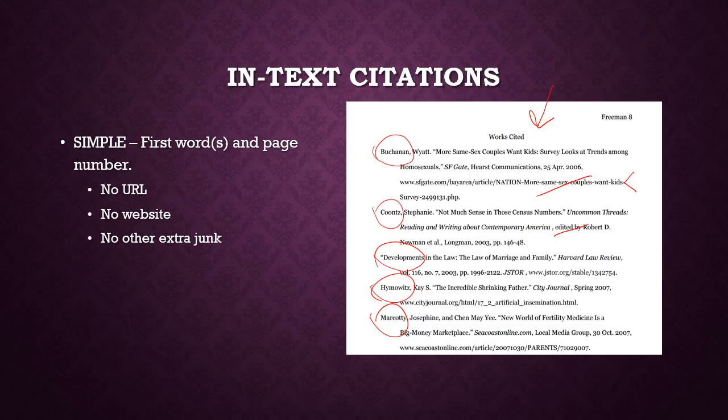Think about how simple this is. Once you've created your works cited page, the idea of the in-text citation is to lead your readers to this page, and it's alphabetized, and they're going to find the source by the first word on this page. You don't want them to be digging through here to find SF Gate or City Journal, right? This is what they'll be able to find. So that is what goes in your citation.